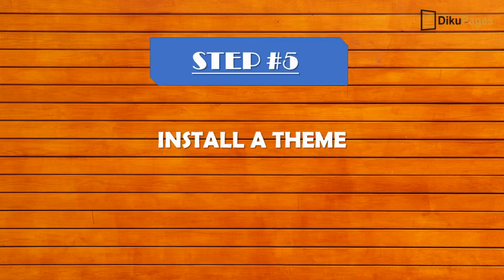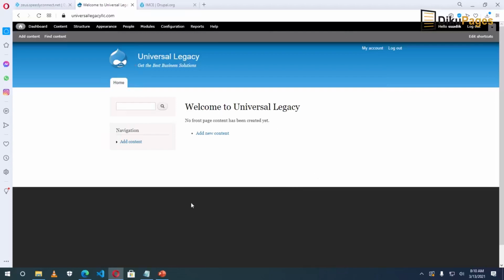Step 5. Install a theme. A theme is just a template that will make our website look appealing. So currently this is the theme we are using, and it's having a blue color at the header section, then the main content area having a white background, and then the footer section being gray. So now we want to install a beautiful theme that will change the look and feel of our Drupal website.